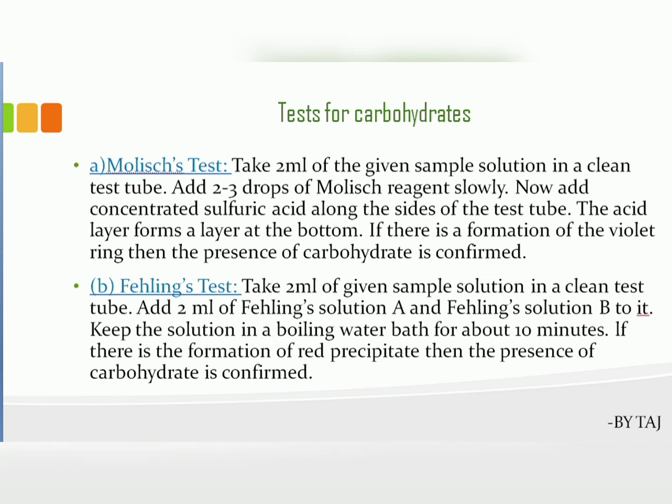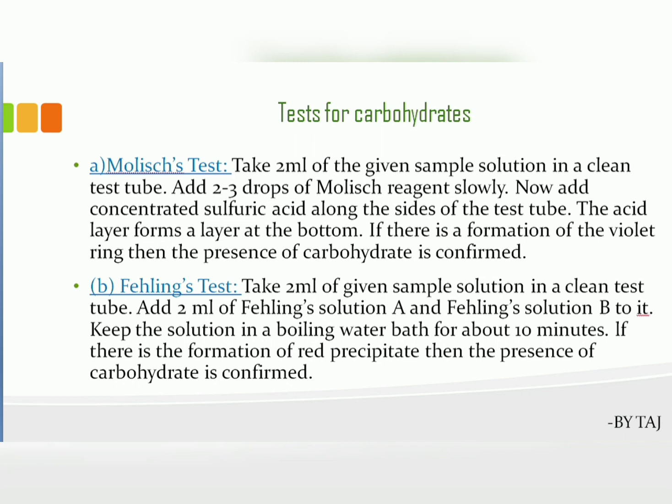First, the Molisch test. Take 2 ml of the given sample solution, in which you have to check whether carbohydrate is present or not. In a clean test tube, add 2 to 3 drops of Molisch's reagent, slowly. Then add concentrated sulfuric acid, H2SO4, along the sides of the test tube. The acid forms a layer at the bottom. If a violet ring forms, the presence of carbohydrate is confirmed. This is one of the tests for carbohydrates.